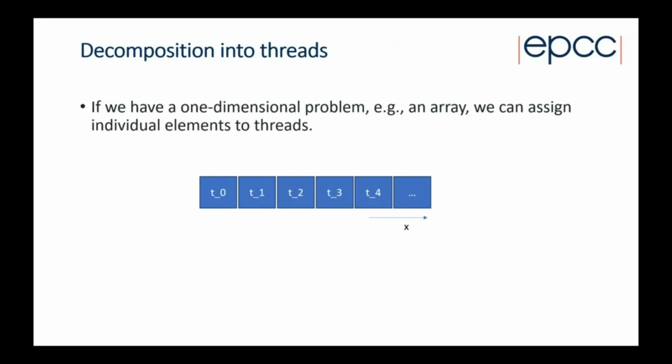So if we have a one-dimensional problem, an array, for example, with individual elements, we can assign these elements to different threads or different streaming processors or CUDA cores, same thing, just different language, and they can be run and operate simultaneously.